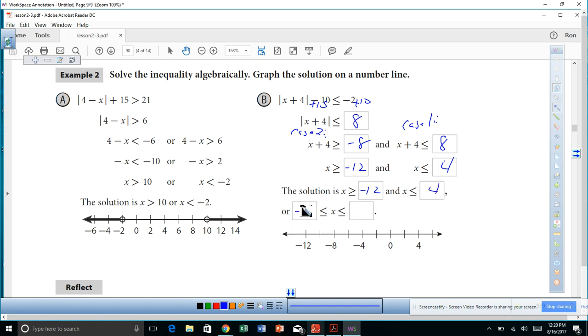So you could write it as -12 is less than or equal to x is less than or equal to 4. So let's find -12 and 4 and connect them. All right, it's all those numbers there. And this is an and. If you look over here, that's an or. See, you got the or. All right.